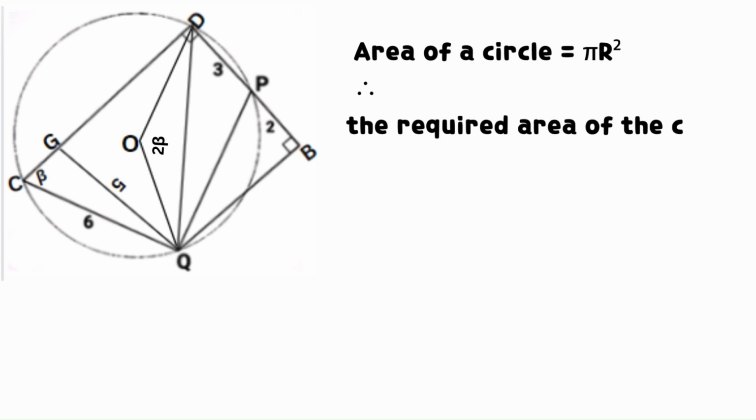Area of a circle equals pi times the square of R. Therefore, the required area of the circle equals the product of 135 and pi all divided by 11 measured in square units.